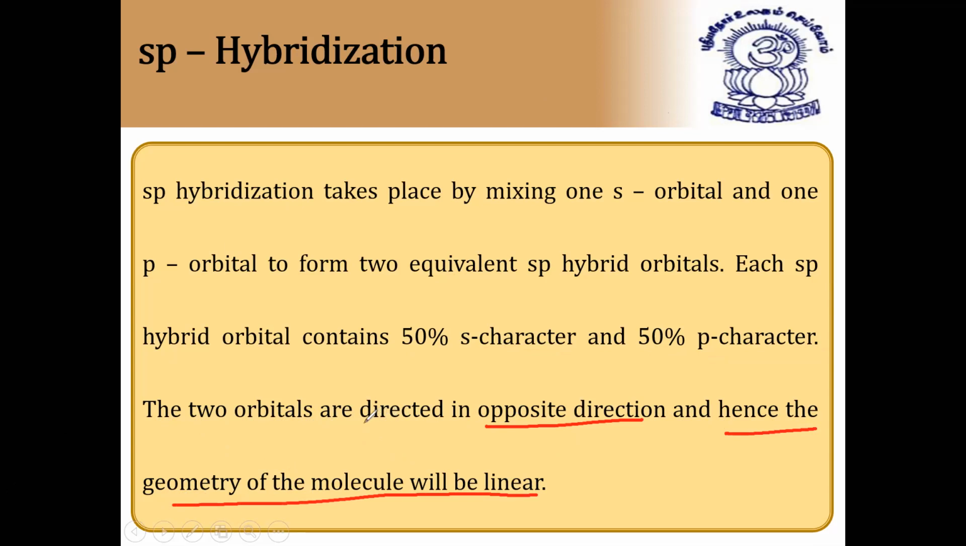So what is sp hybridization? When one s orbital overlaps with one p orbital, it results in the formation of two new equivalent orbitals. Equivalent means of almost the same energy. These are called equivalent orbitals, and they have 50% s character and 50% p character.